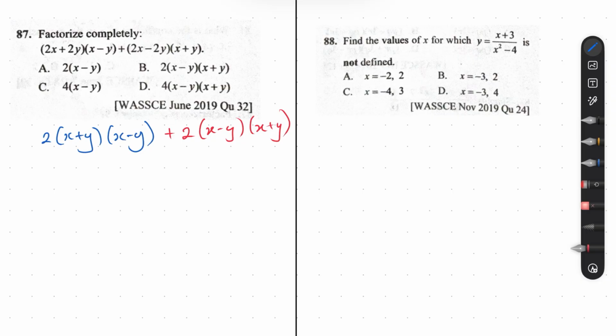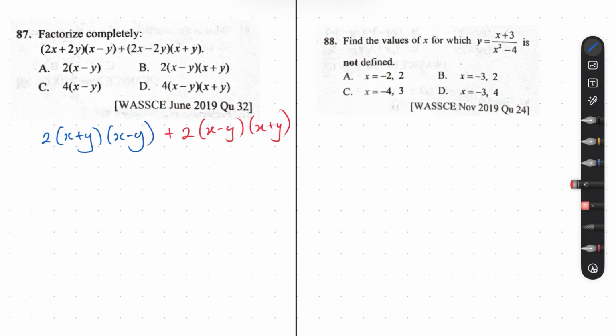Now take a good look. You can see that you have x plus y, x minus y, and you have x plus y, x minus y. It's the same thing. So this term and this term are the same thing. And the constant at the side is 2, 2. If you're adding two of the same things, you just add them like you're adding numbers. So we have 2 here and 2 here, and we become 4, which is the constant.